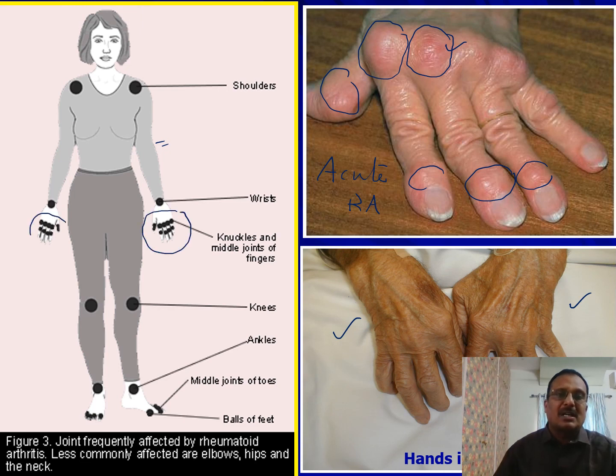See the small joints of the hands and also the legs. Small joints of the legs are involved, even including the ankle, and the wrist also gets involved. But the elbow joints, hips and neck are not involved. Hip joints and also the neck joints won't get involved in case of rheumatoid arthritis.